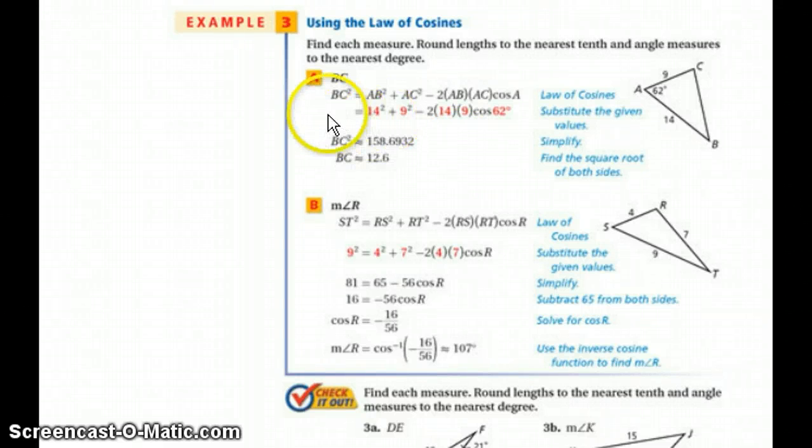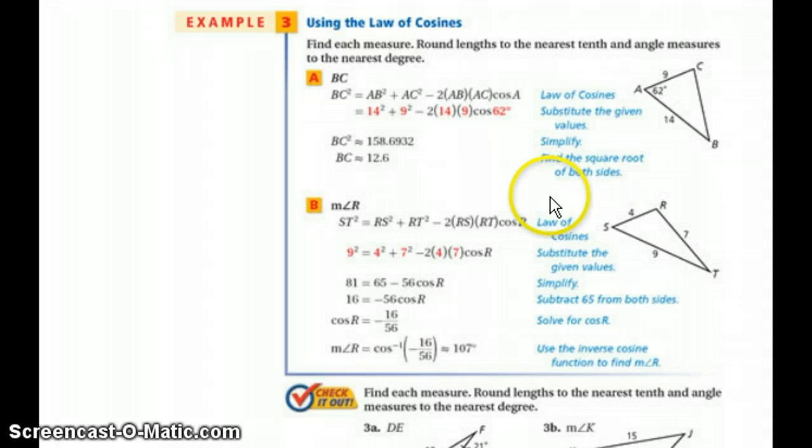And you can see in this first example, we're trying to find side BC. And we know everything else. We can plug everything else in. Again, be careful using your calculator, making sure that you plug this in correctly. And we get BC squared is equal to this number here, 158.6932. And then, of course, we would take the square root of both sides to get side BC.